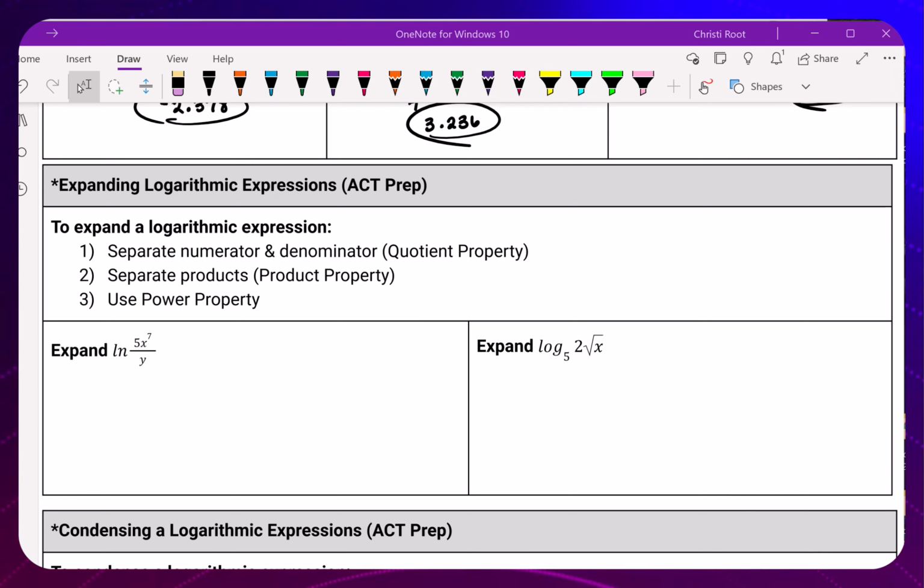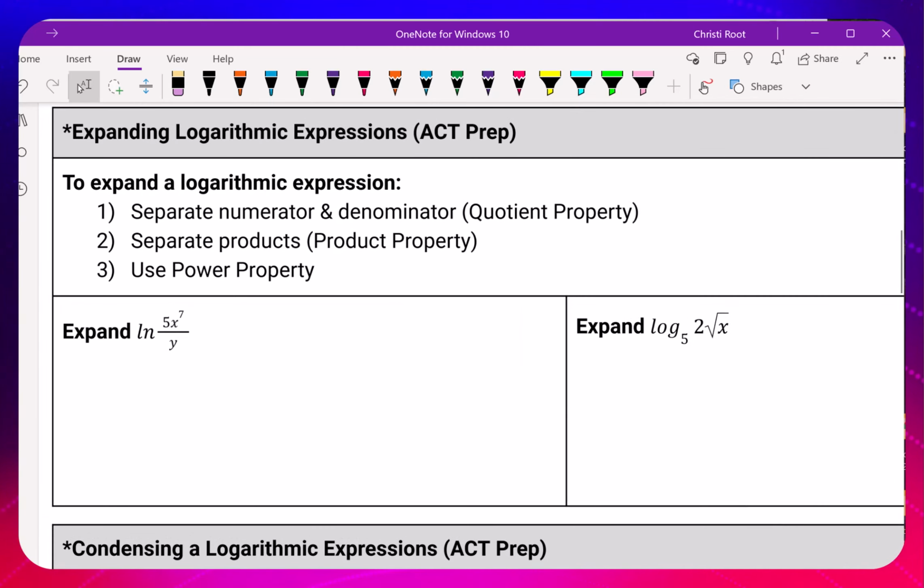So to get better at using our properties, we're going to do 2 different things. We're going to start by expanding them, and then we're going to finish by condensing. So here are some general rules on how to expand your expressions. First thing you want to try to do is separate the numerator and the denominator if you have a quotient situation. If you have products, then you can go ahead and separate them. And then last, you would use that power property.